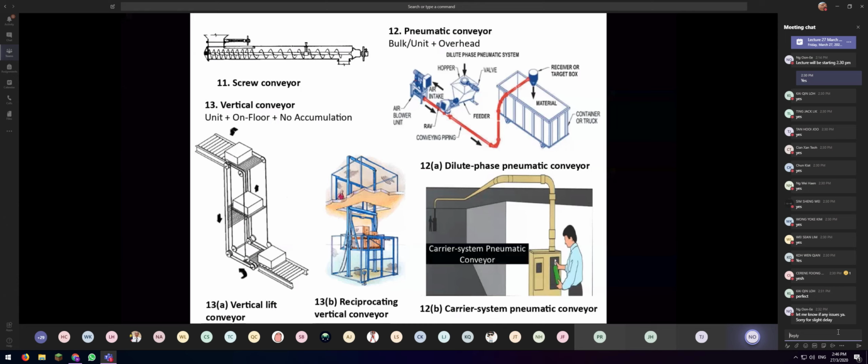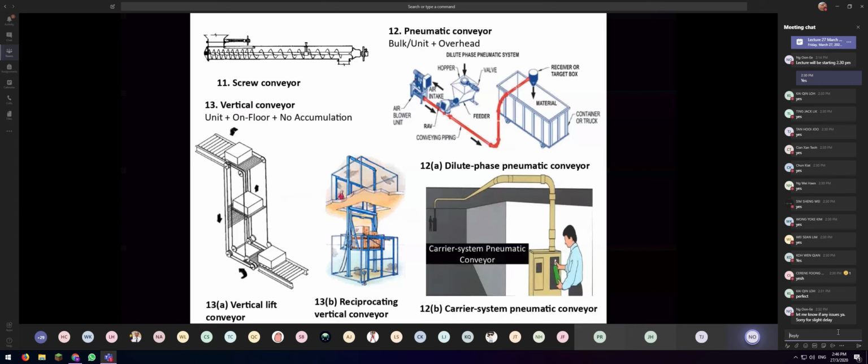Your pneumatic conveyor is basically for transporting items, basically pumping the items. This is normally used for bulk items and not so much for unit loads. Interestingly enough, you can use pneumatic conveyors for unit loads, but it is not normally the best way to do things.